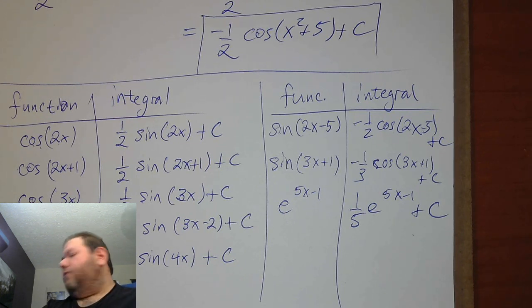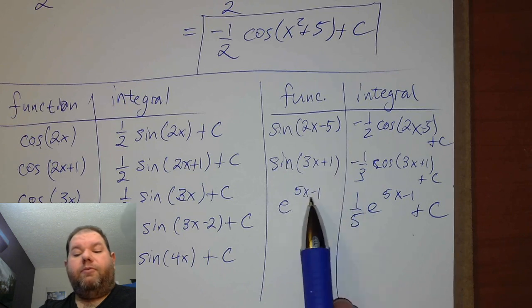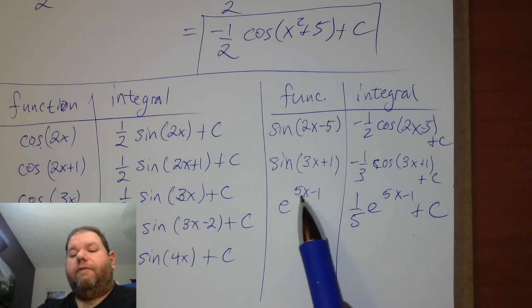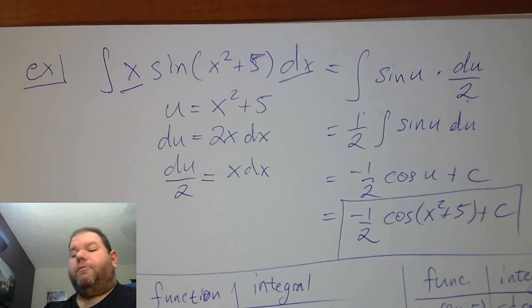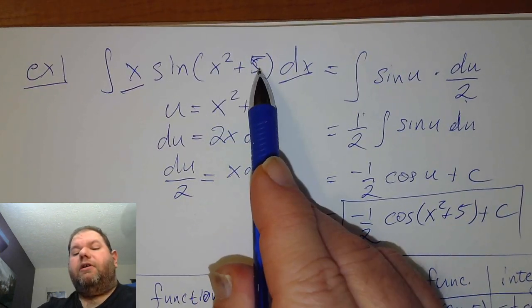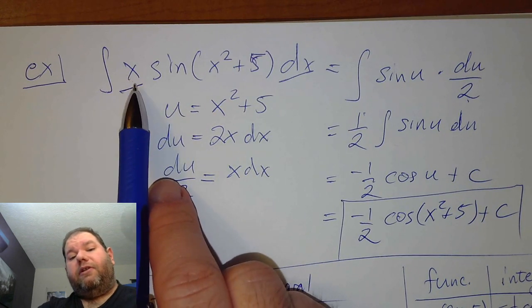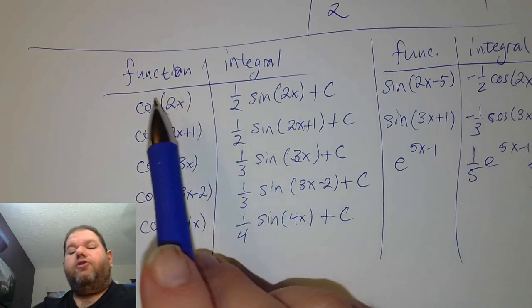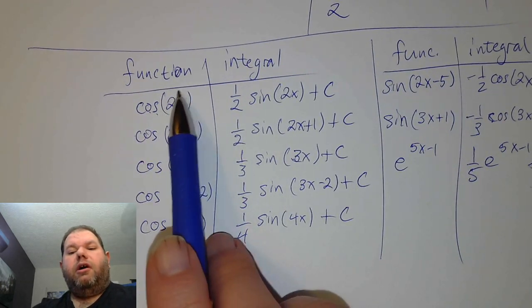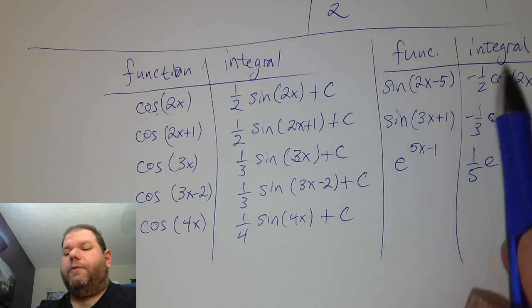Now, this is, again, only if it's like a normal linear substitution: 2x, 2x minus 5, 3x plus 1, 5x minus 1. If that had a square on it, we couldn't do this. If we look back at this previous problem where we had x squared plus 5, we couldn't really take that same approach because we also had the extra x in front. So we're only talking about these in terms of just the basic function with a simple linear substitution that we would have to do. Okay.